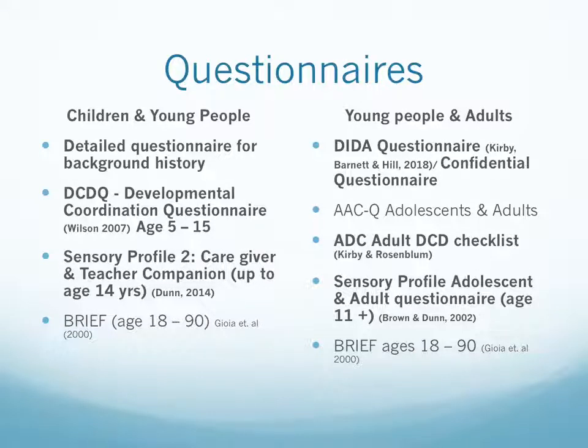Here are some questionnaires that you can use with your clients. On the left, we've got questionnaires suitable for children and young people, and on the right, questionnaires for adolescents and adults. For both, we need a really good, detailed questionnaire to gain all of the background history. For adults, we've got a choice of a couple.